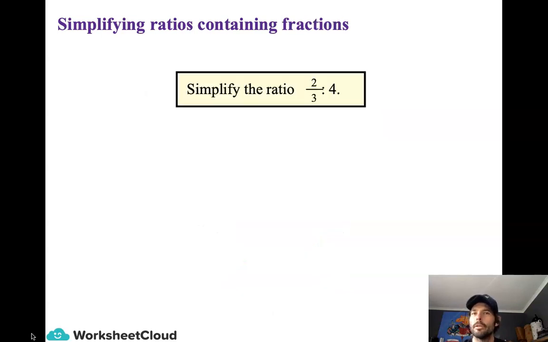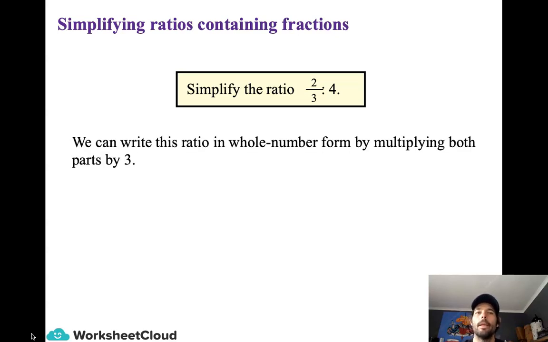Simplifying ratios containing fractions, and you would be 100% correct by saying, well, we need to convert the fraction to a whole number, and that is exactly what we need to do. So how do we convert 2/3 to a whole number? Ultimately we need to get rid of the denominator. And how do we get rid of the 3 from 2/3? We multiply by 3 so that those two 3s can cancel.